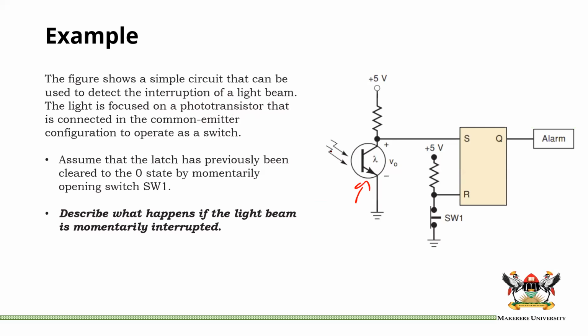And the light is focused on the phototransistor. This is a phototransistor. This is how it operates. With light, resistance reduces. Okay, this is how phototransistors operate, or photosensors, so to speak.